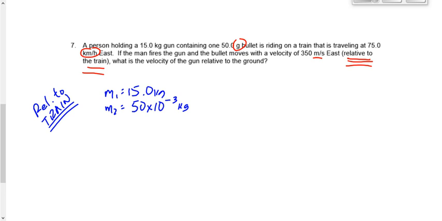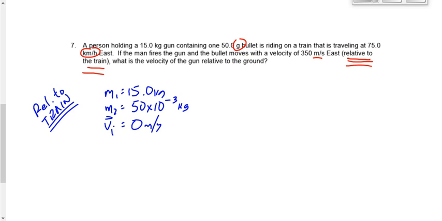Now, relative to the train, I said vi is 0. Think about that. Relative to the train, how fast is the gun and the bullet moving before it's fired? 0, because it's moving with the train, right? So I said vi is 0.